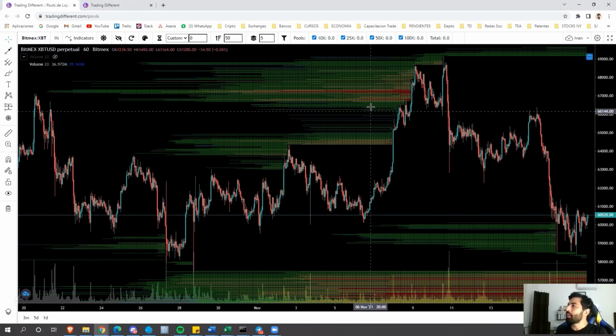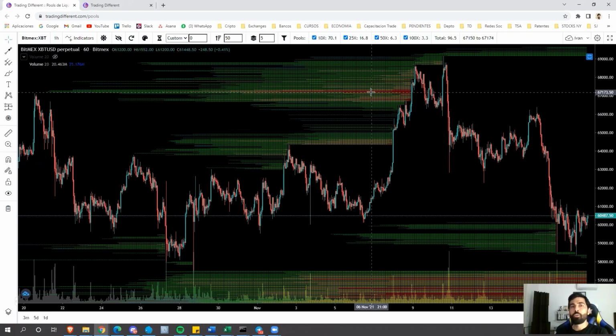These colored lines, which are next to each other, are the liquidity pools, that is, the areas where the liquidation points and the stop loss of the retailers converge, that is, the rest of the traders who get into the market with leverage, and you can see they are in different colors. Well, this is a heat map. In the warm red and yellow areas is where all the liquidation points and stop loss converge, so there is more liquidity, and in cold areas there is less liquidity.